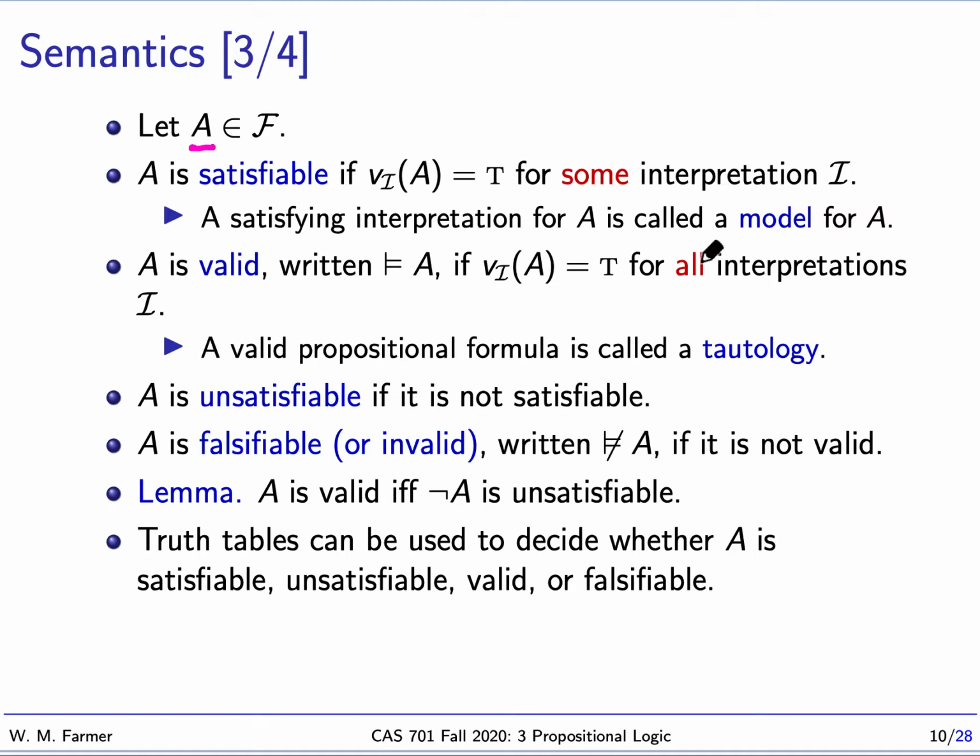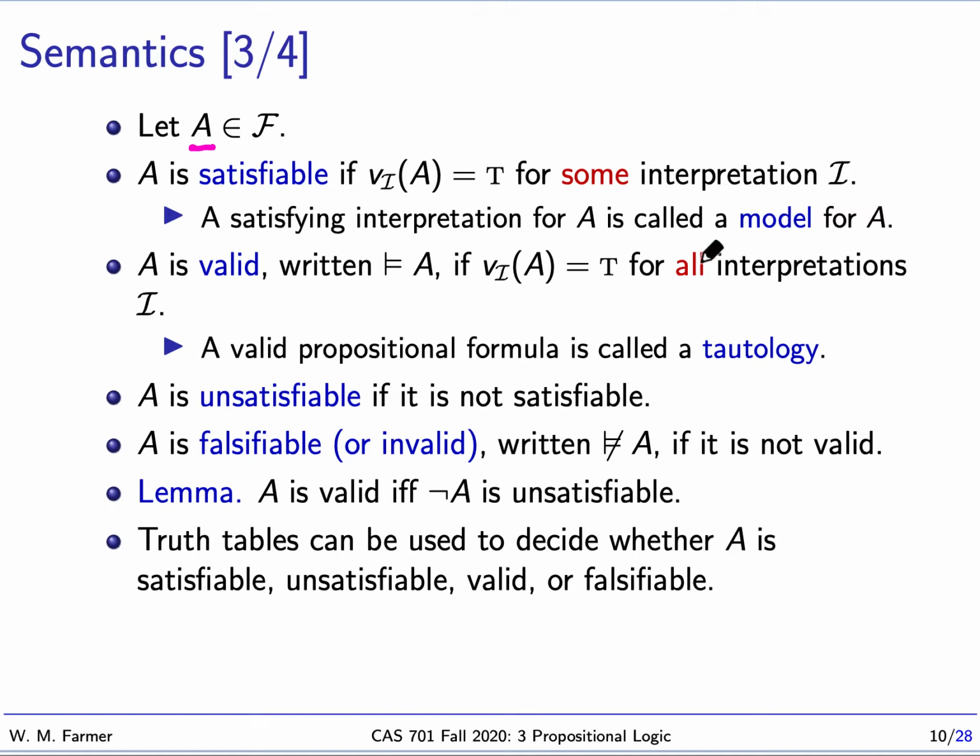So that's a very important notion, satisfiable. Another important notion is valid. And we write valid like this, with this double turnstile symbol. So valid means that A is given the value true for all interpretations. So if we think about it in possible worlds, A is valid in every possible world, in every interpretation.